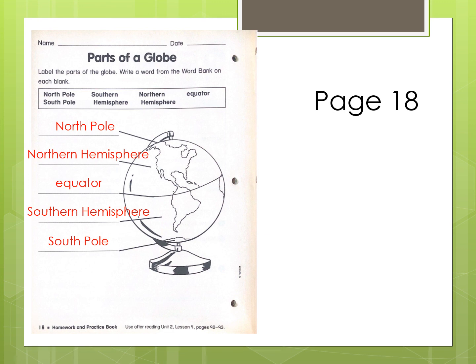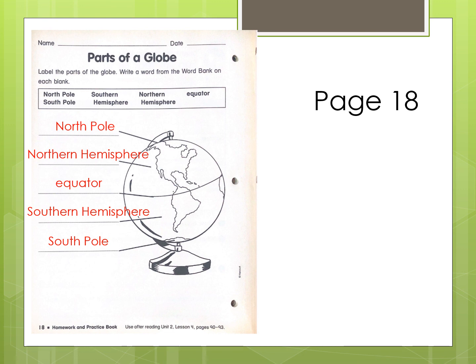So what is the top part of the globe called? Who can tell me? It's the North Pole. Very good. Now, if the top part is called the North Pole, what is the part right below called? It's called the South Pole. Very good. Okay. What about the hemispheres? What is the hemisphere on top called? It's called the Northern Hemisphere, and the hemisphere below is called the Southern Hemisphere.